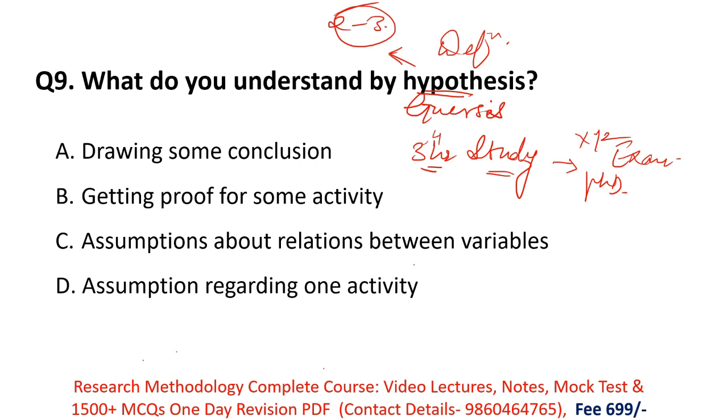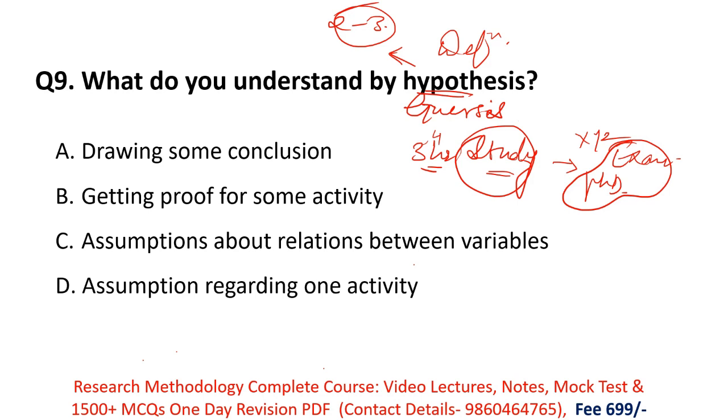So here I am guessing, I am assuming the relation between two variables. The first variable here is study and the second variable is the PhD entrance examination. Between these two variables I am assuming the relation. So what is hypothesis? Hypothesis is nothing but a tentative statement, meaning a temporary statement, guessing assumptions for a short period of time.